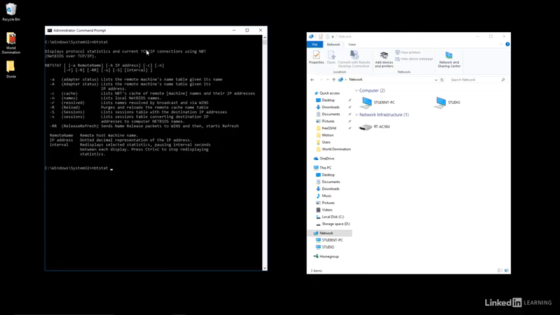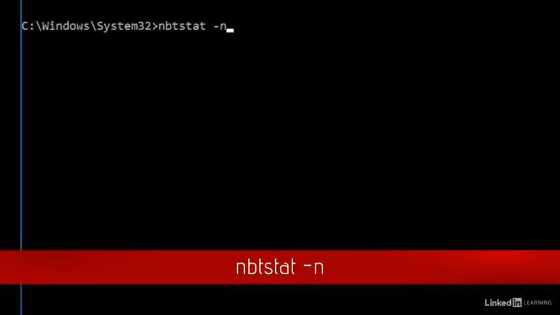Now, you've got to keep in mind that every Windows system has what it calls its registered names. These are the names that it has sent out to the world and said, this is who I am. Nobody came back and said, oh, that's my name too. So the names are registered. You want to make sure that your system knows who it is, and the best way to do that is through NBTStat using the -n switch.